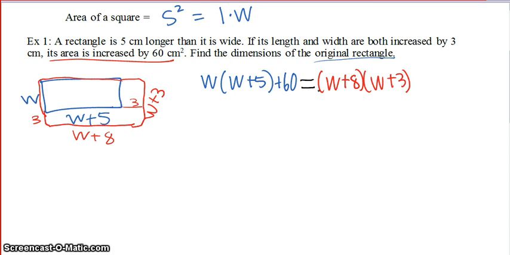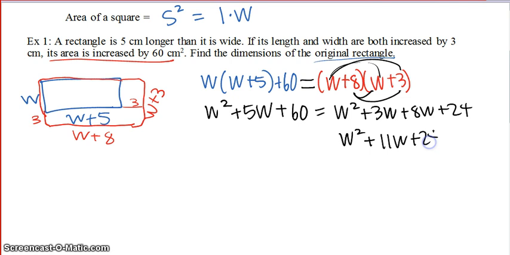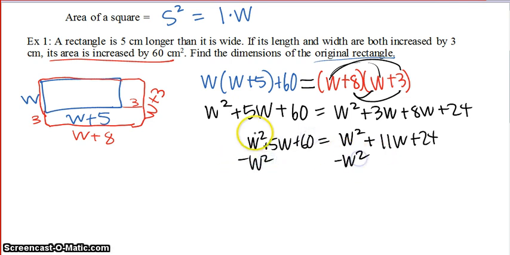Okay, so I'm going to distribute, so I'm going to have W squared plus 5W plus 60, because that stays the same, equals, gotta use FOIL, so W squared, and then that's going to be W plus 3W plus 8W plus 24. Now I'm going to combine like terms on this side, so I'm going to have W squared plus 11W plus 24 equals W squared plus 5W plus 60. I'm going to go ahead and subtract W squared. I'm trying to combine everything together, but these actually cancel out, which is good. So you have 5W plus 60 equals 11W plus 24.